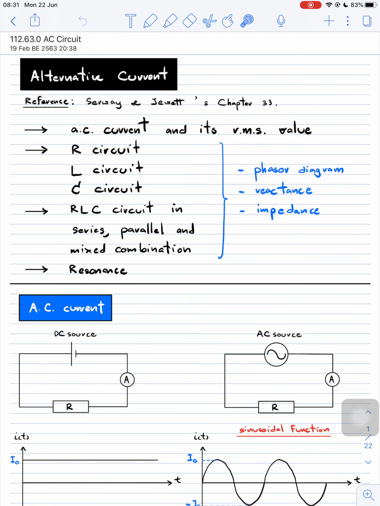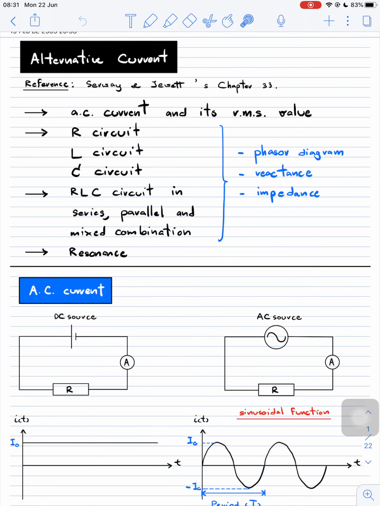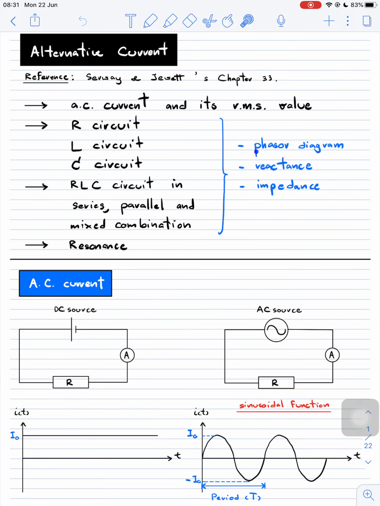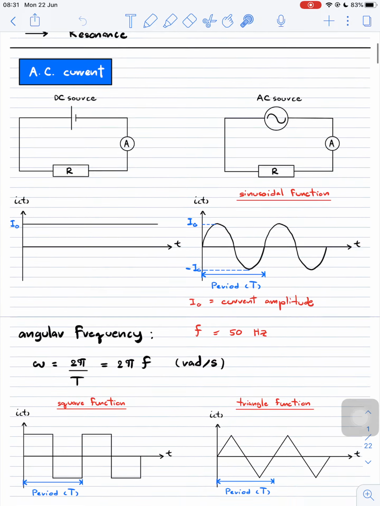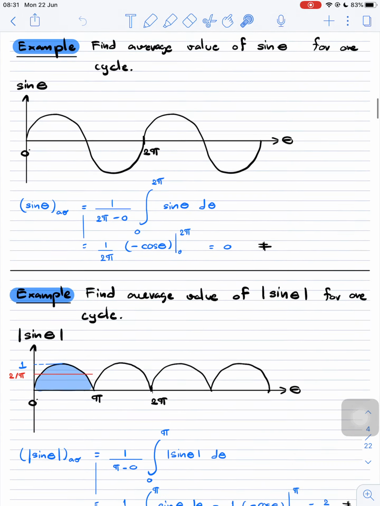A tool we may use to find the current amplitude, the voltage amplitude, and the phase of the circuit is called the phasor diagram. Okay, so I just want to teach you about the phasor diagram first, and then later on, just consider the circuits of the R, L, and the C. What is the phasor diagram?